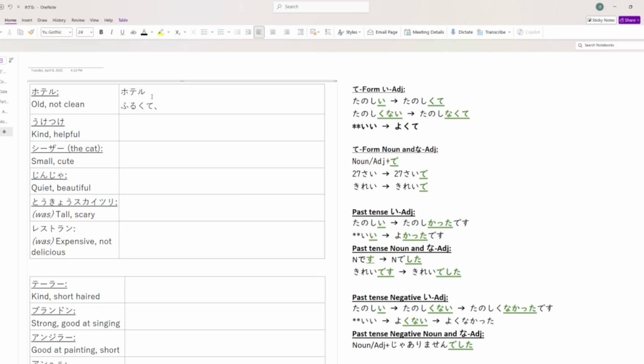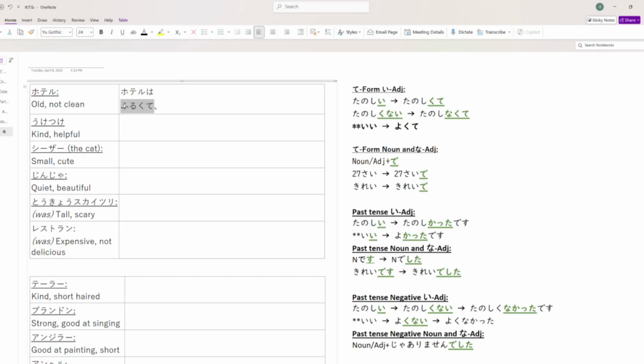Hoteru wa furukute desu. Old and not... Oh, clean. I didn't know if they're kind of synonyms. I'm like, old and dingy, I guess have an association.